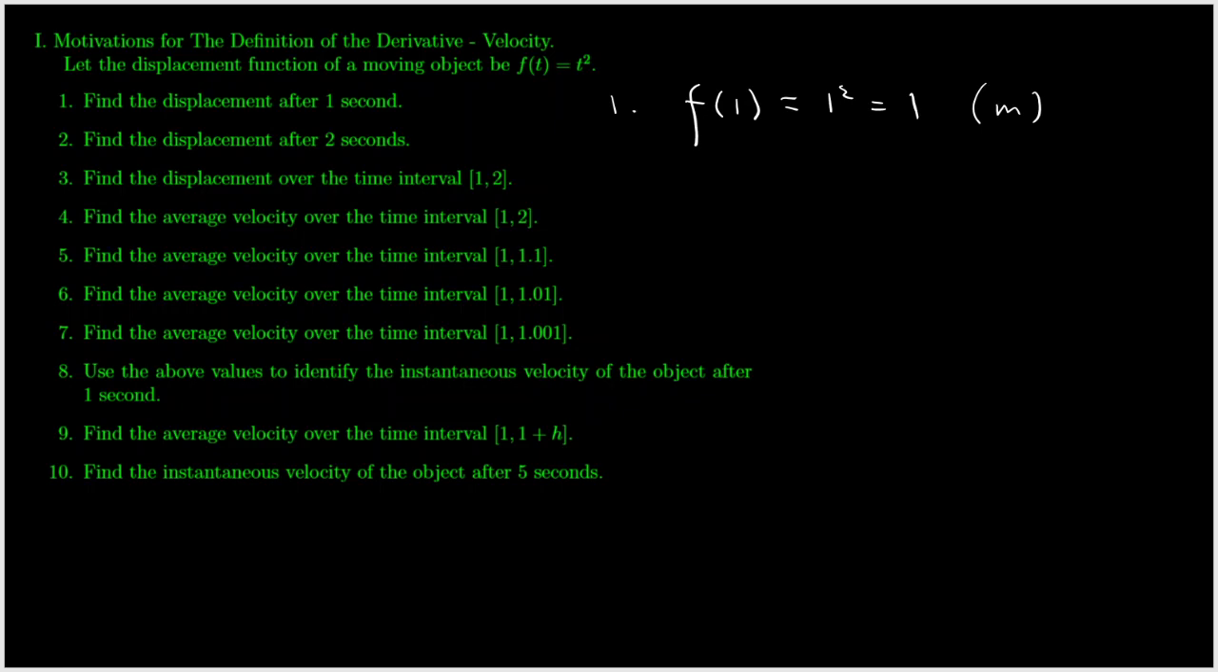Now let's work on question 2. In question 2, we are looking for the displacement or the distance traveled by the object after 2 seconds. In this case, the t value is 2. We are looking for the distance. So all we need is to plug the t value of 2 into the function. So we have f of 2, right? f of 2 is computed using 2 squared. Now 2 squared is equal to 4. Again, the unit is in meters. Simple enough, right?